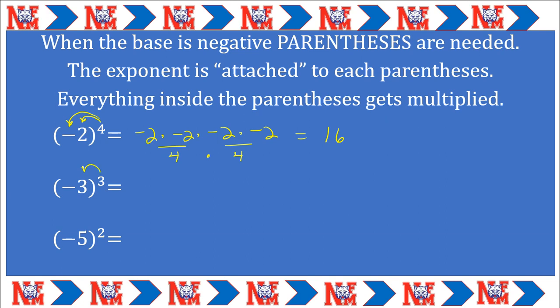Here, the 3 is attached to the 3 and the negative. Our base is negative 3, so we're going to expand the negative with the 3. It is included. This gives us positive 9 times a negative 3, which gives me negative 27.